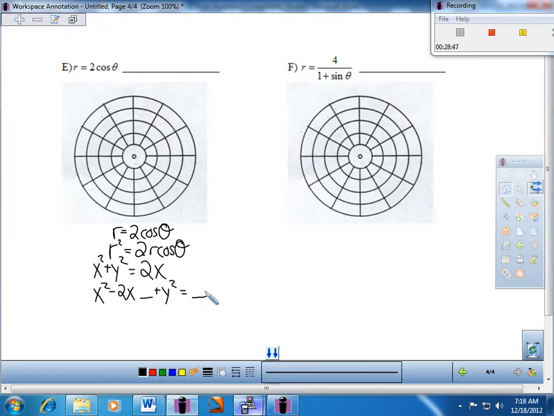You can take a look with me. Anyone happen to remember just how do I complete the square right here? What am I going to add on the left-hand side? Well, take this and divide by 2. So that would bring us down to -1, and square -1, and I get 1. And so I end up getting this piece right here. And as a matter of fact, this would be x minus 1 squared plus y squared, and then equals 1.